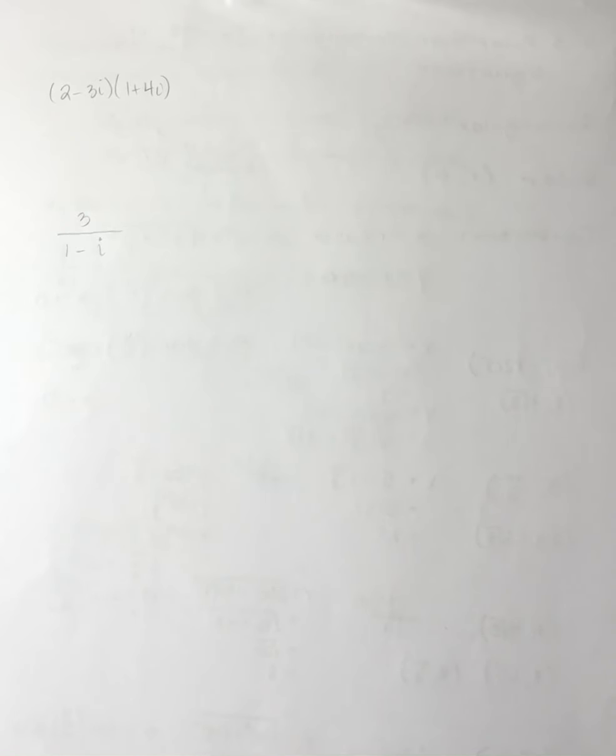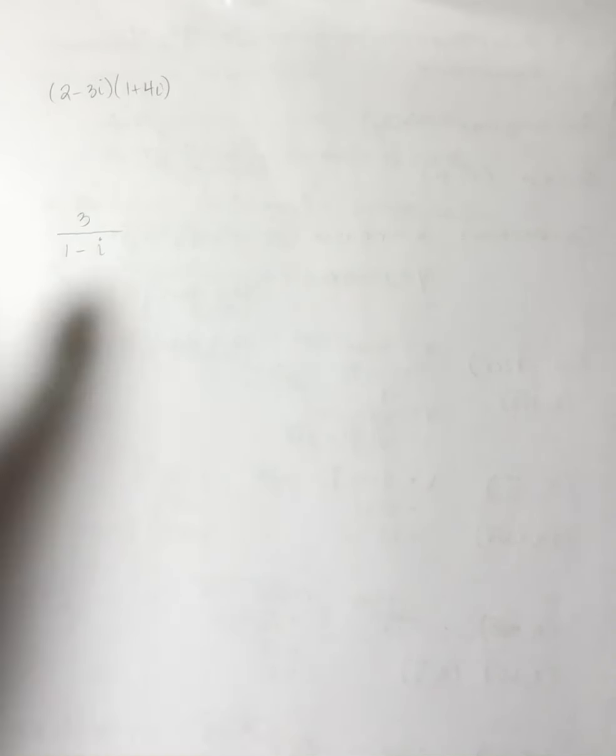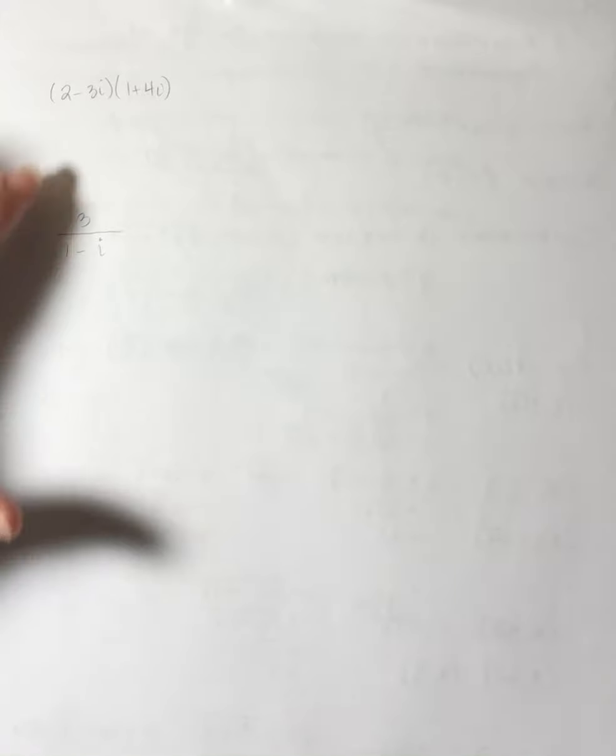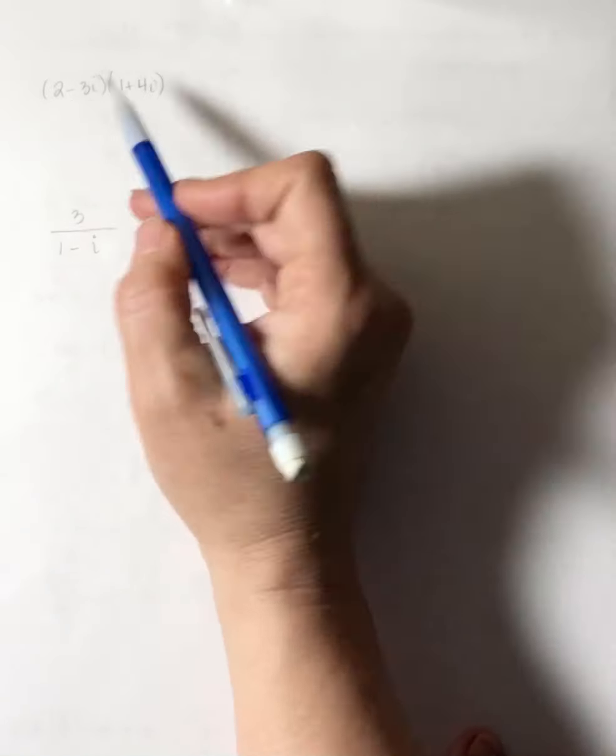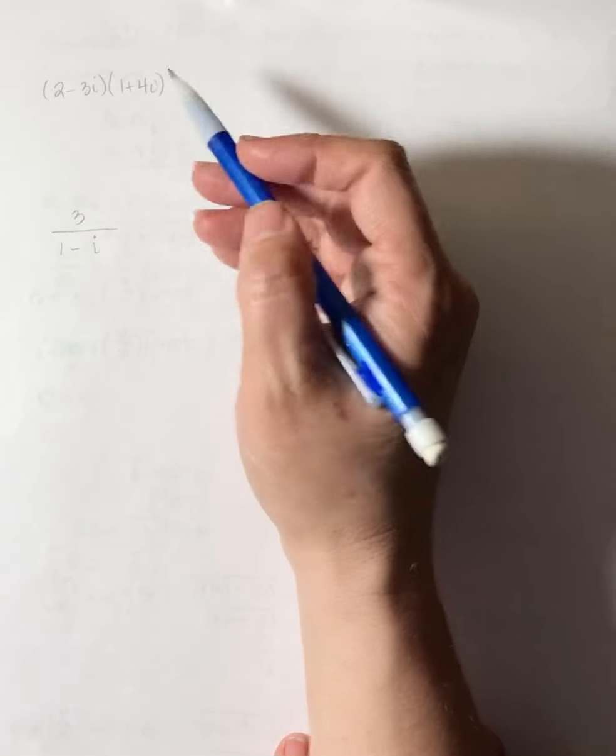All right, multiplying and dividing complex numbers. So I'll do a quick review of multiplying and dividing complex numbers when they're in rectangular form. So if you're multiplying two complex numbers, you just FOIL.